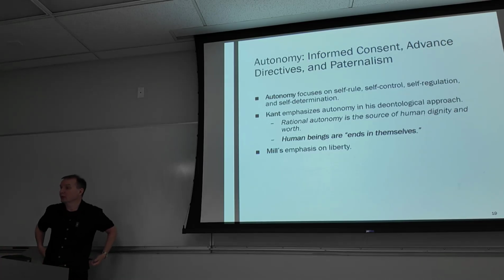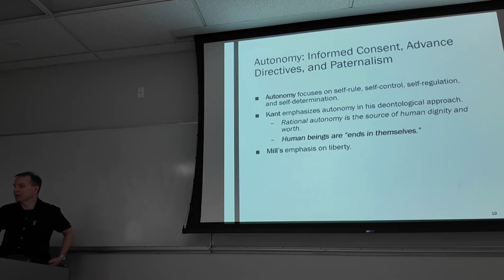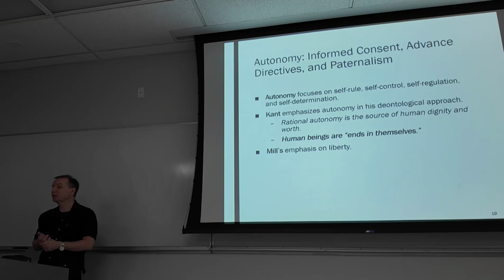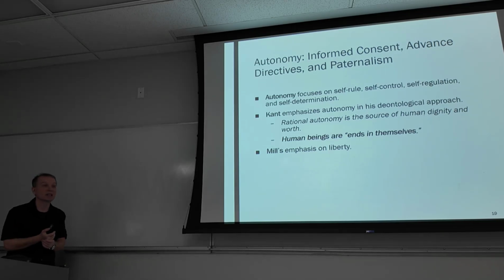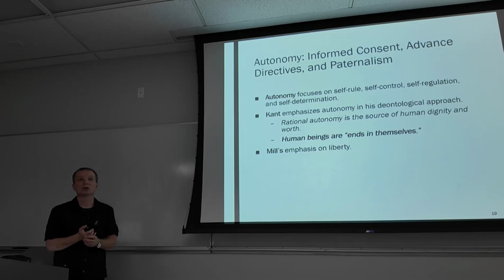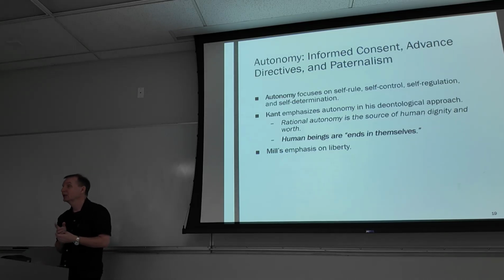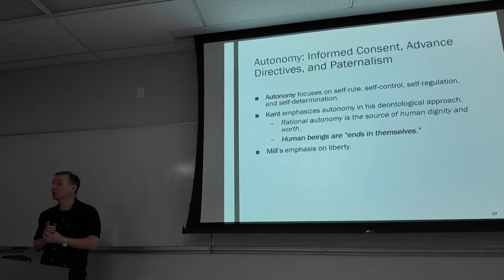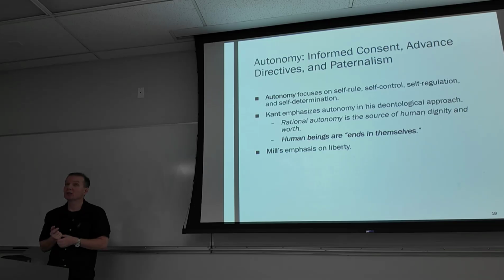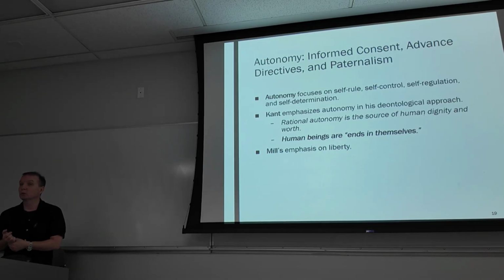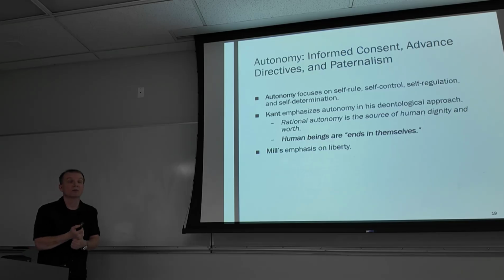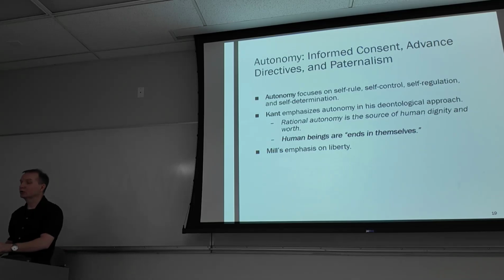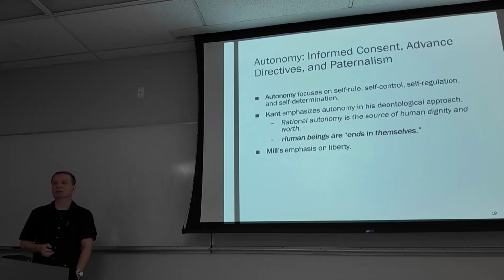So back to autonomy. Remember, Kant emphasized autonomy, the deontological approach. Rational autonomy is the source of human dignity and worth. Human beings are ends in themselves. And Mill also mentioned it, not so much in utilitarianism, but his utilitarianism was different from Bentham's, remember? And he wrote another work, On Liberty. And in On Liberty, he really emphasized that point, that we should have freedom of speech and freedom of decision, that we are autonomous beings. So even utilitarians, at least some of them, recognize autonomy.